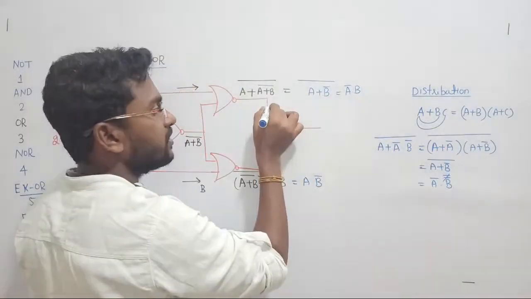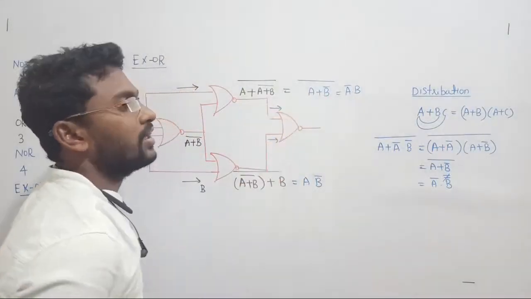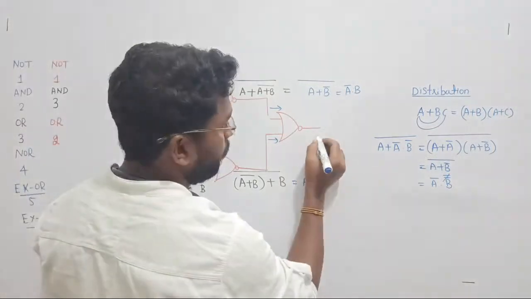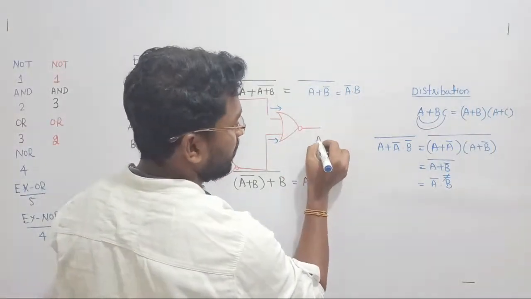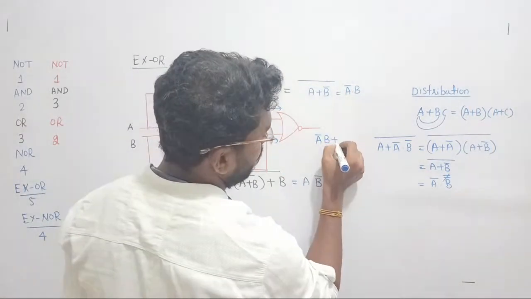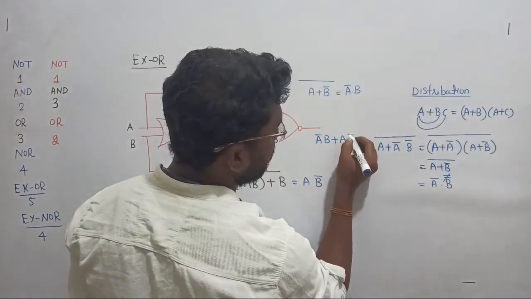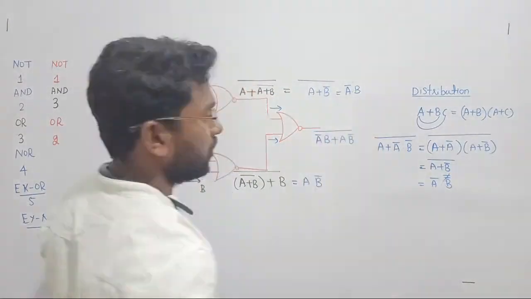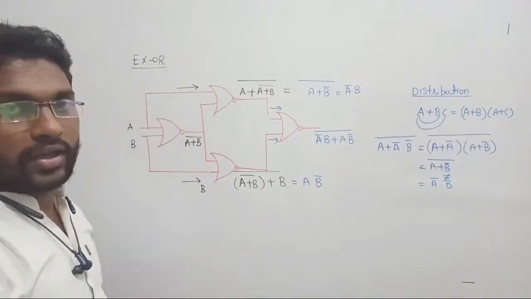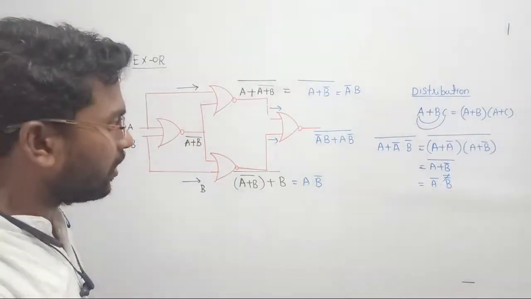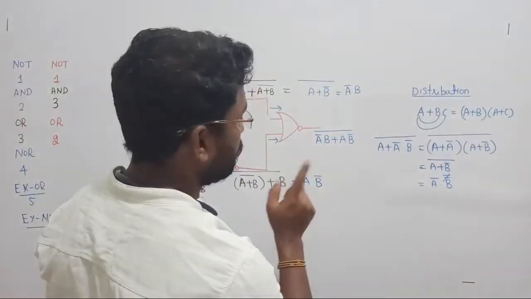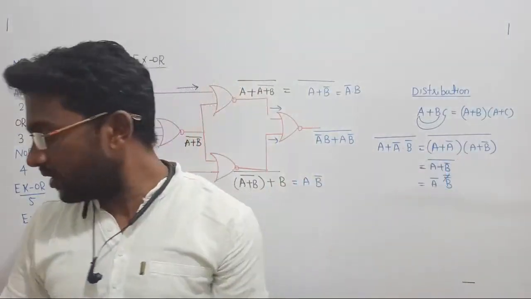Let us pass this input to the last gate. Let's see what happens. Its output is, once again, what will it do? First, it will add the inputs. I am getting A bar B plus A B bar, and then it will take the complement of this. We all know one thing, whenever we are taking the complement. So the conclusion is, if we take the complement of this, let me write that one.